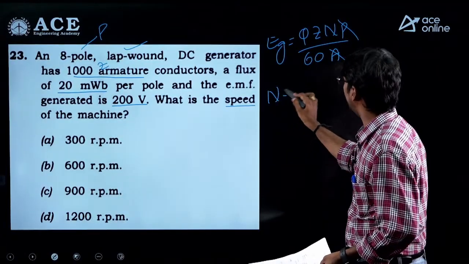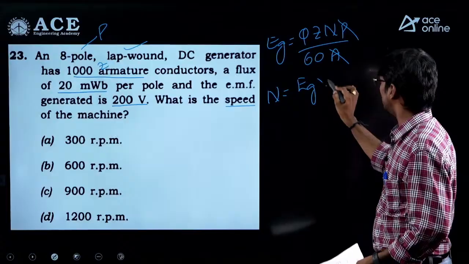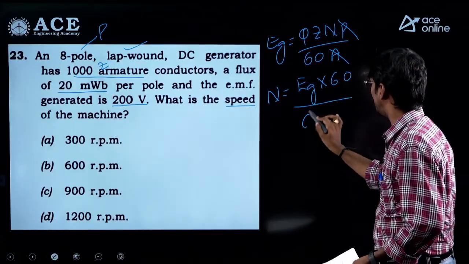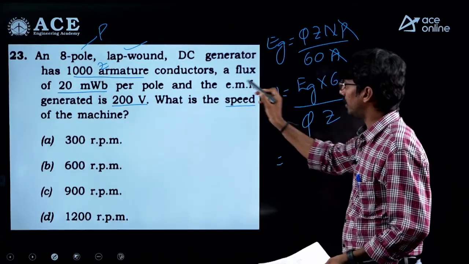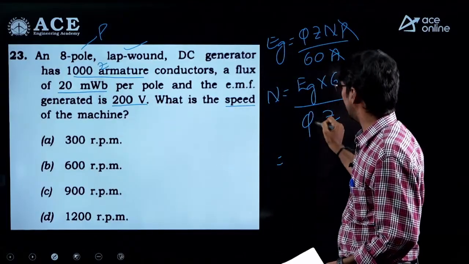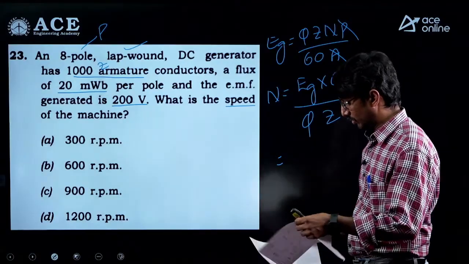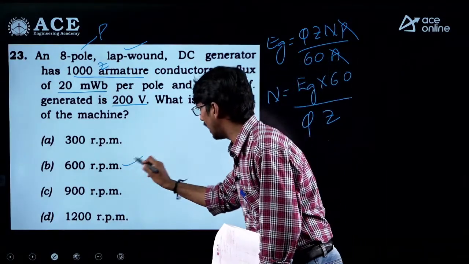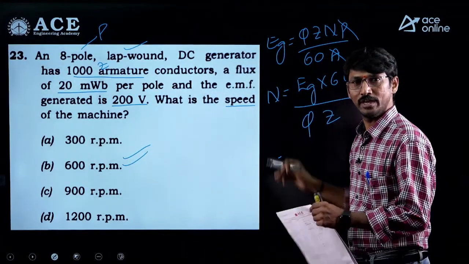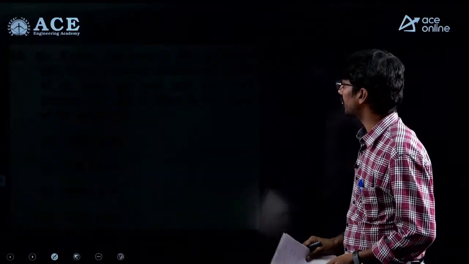What you require? Speed you require. Eg into 60 by phi into Z. All values are given. Eg is given as well as phi is given and then Z is given. If you substitute that, you are going to get the answer as 600 RPM. Just substitute the values, you will be getting the answer as 600 RPM.